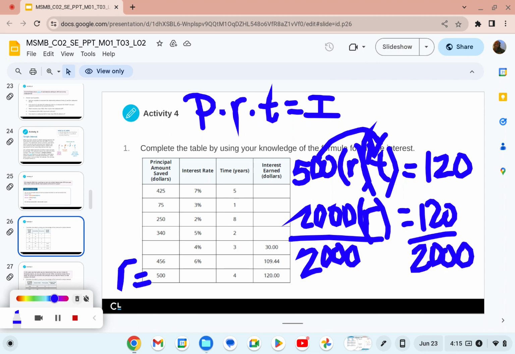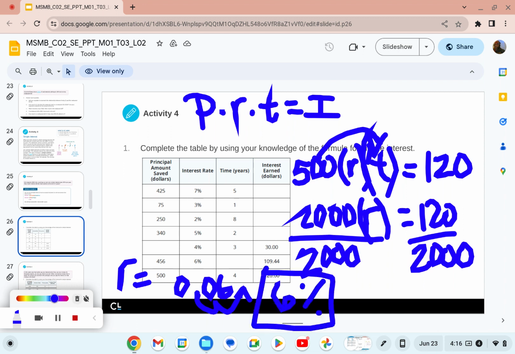R equals 0.06. Now, that is written as a decimal. I need to convert my decimal to a percent. And I know in order to do that, I'm going to multiply by 100, or as you're probably going to hear teachers say, move the decimal 2 places to the right. Or you will hear me say, pick up that 0.06 and move it two spaces so that it sits in front of your decimal. Okay. So then my answer is 6%. R equals 6%. That is how you do it.